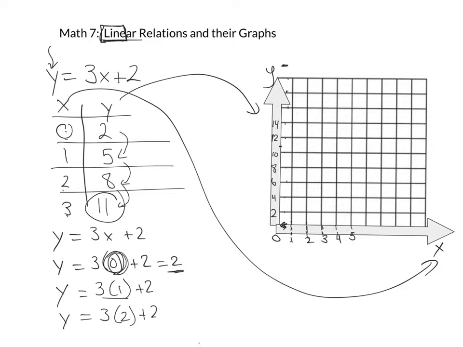So this is how it works. The first number here, the x value, tells you how much right to go. So 0 means I don't move at all to the right. I'm going to just stay right here. Now the y tells me how much up and down to go. So in this case, I need to go up 2. So you can see the 2 is found right here. So here's my first point.